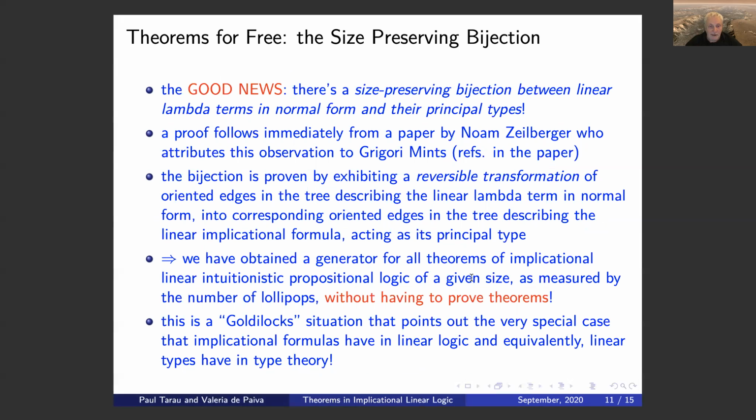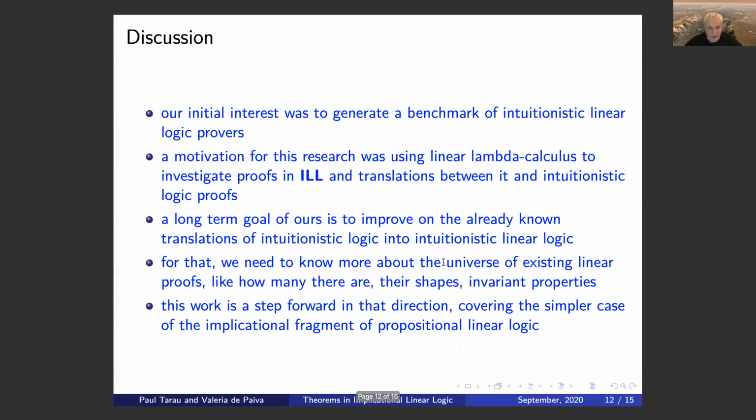And in the paper, we detail a little bit where it comes from. But what we get out of this is that if we solve the problem of generating the lambda terms in normal form, we get pairs between lambda terms and their corresponding formulas.